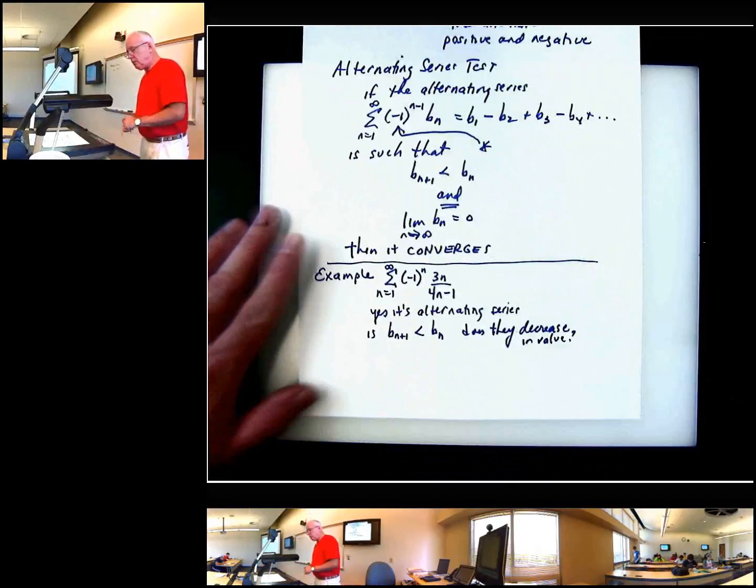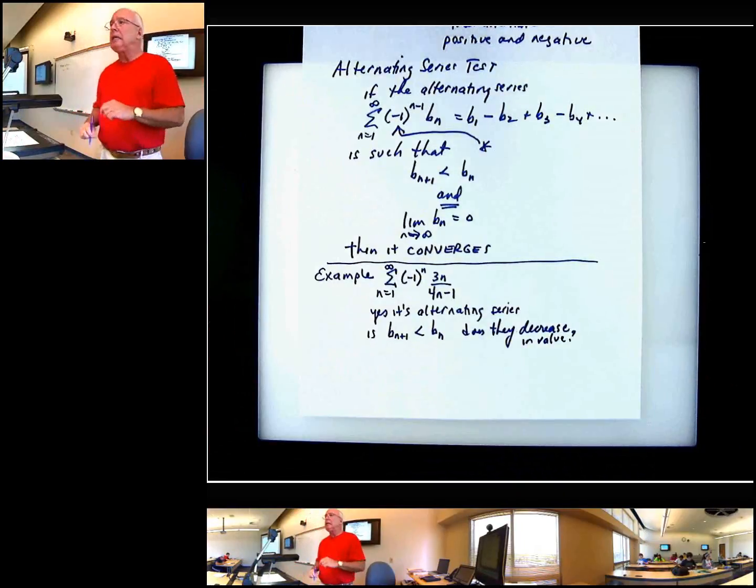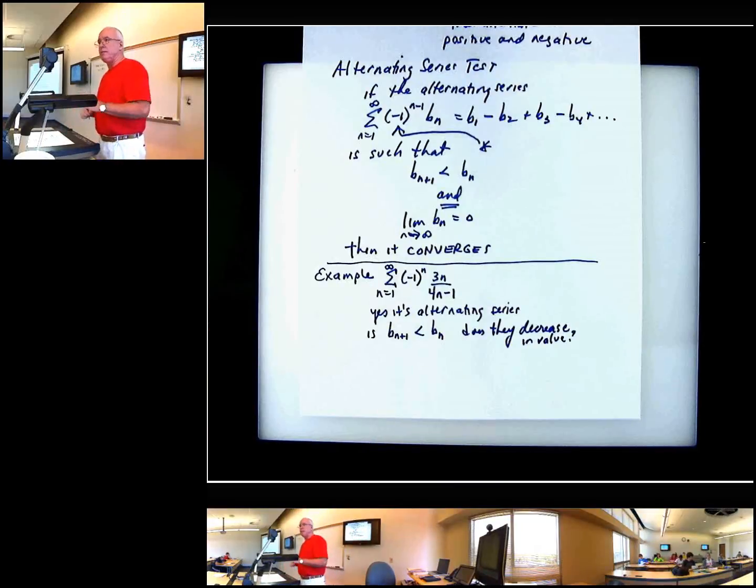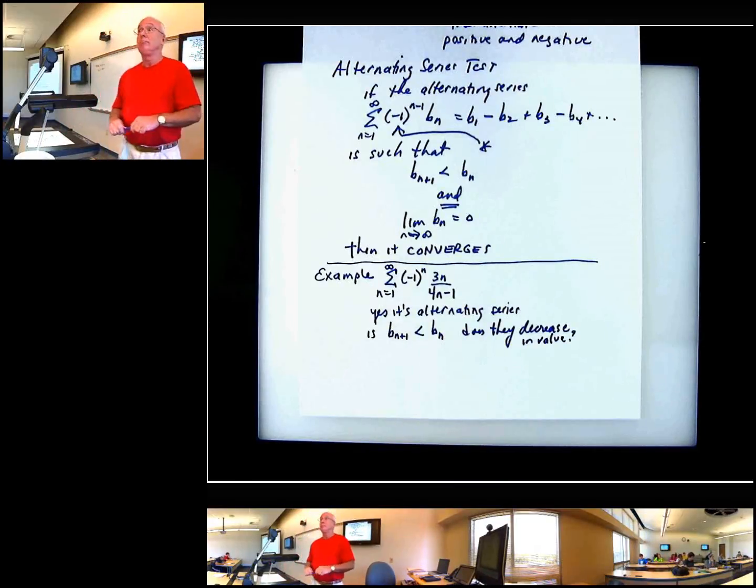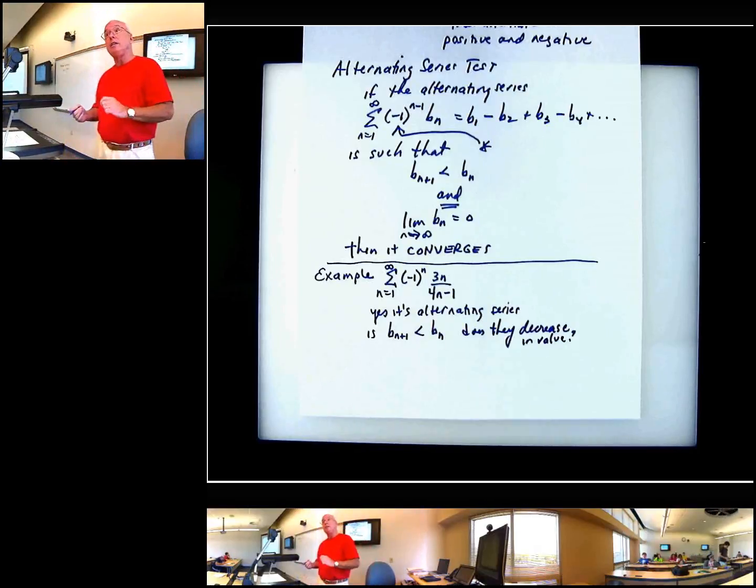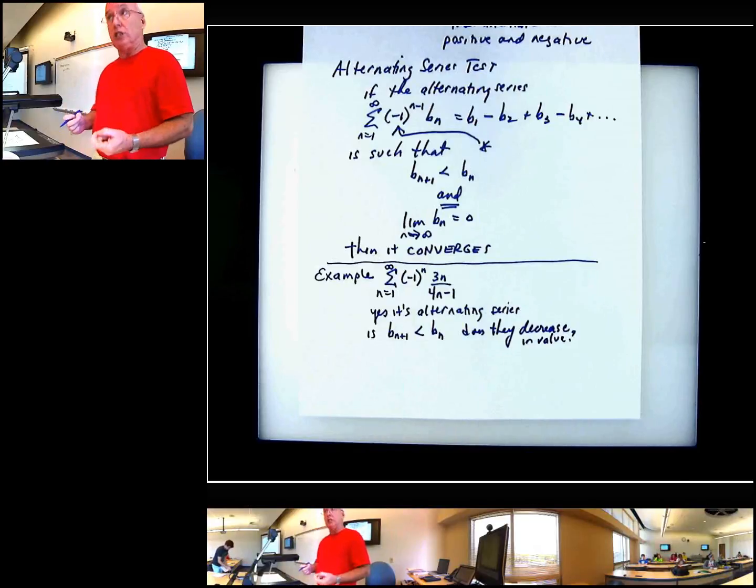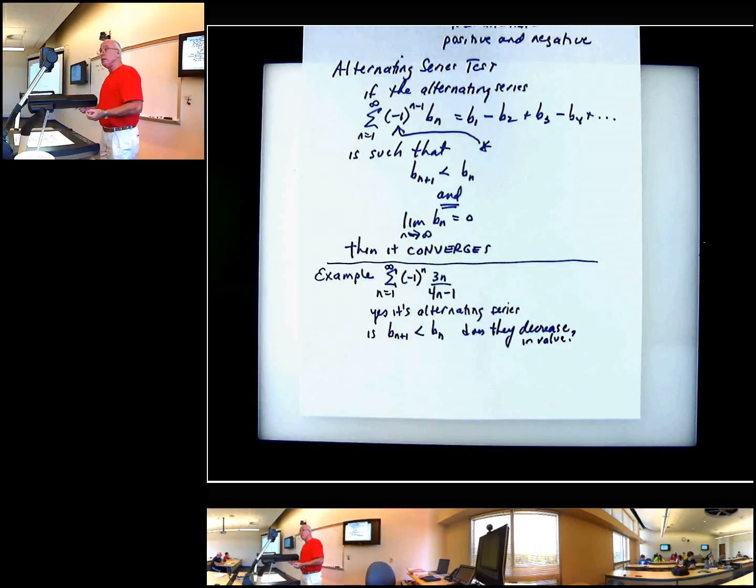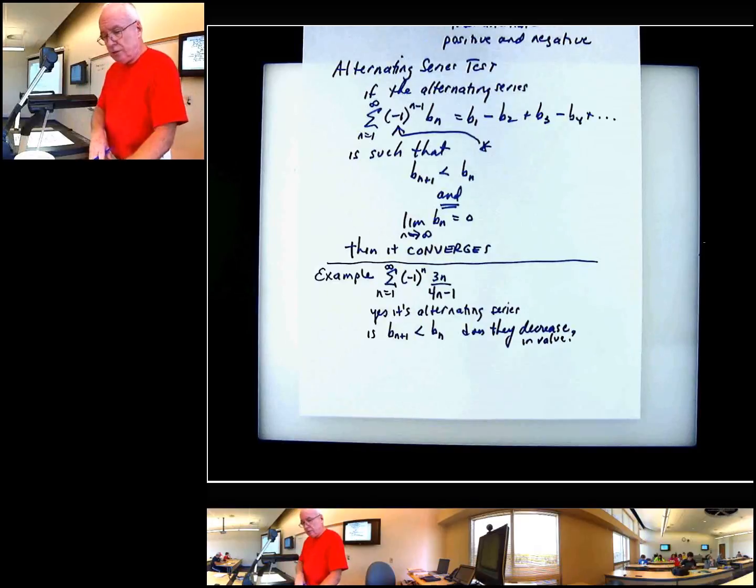Now, it's not immediately obvious to me that these b sub n terms decrease in value. So what you can do when it's not immediately obvious is look at the corresponding function, get its derivative, and see if the derivative is less than 0. Because if the derivative is less than 0, then the corresponding function is decreasing, and therefore the series is decreasing. So we're going to do that first.